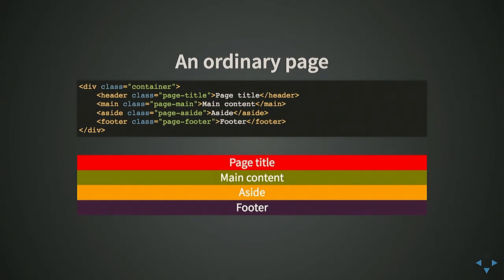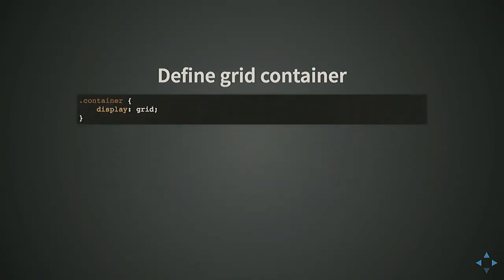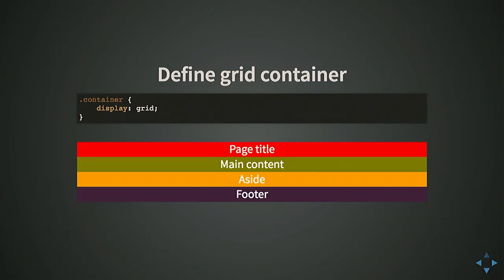How to do this? The first step is just to define our grid container. And we do this just using the container selector and the display property set to grid. That's all we have to do. We did it, and voila, nothing changed. Oh, did we miss something? Of course not.